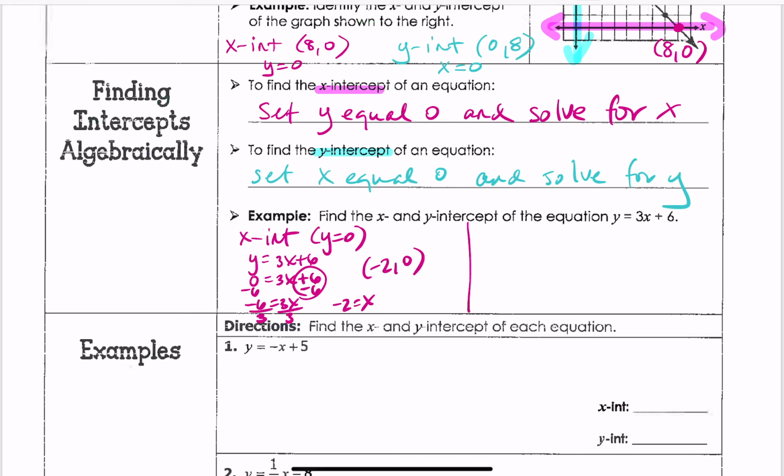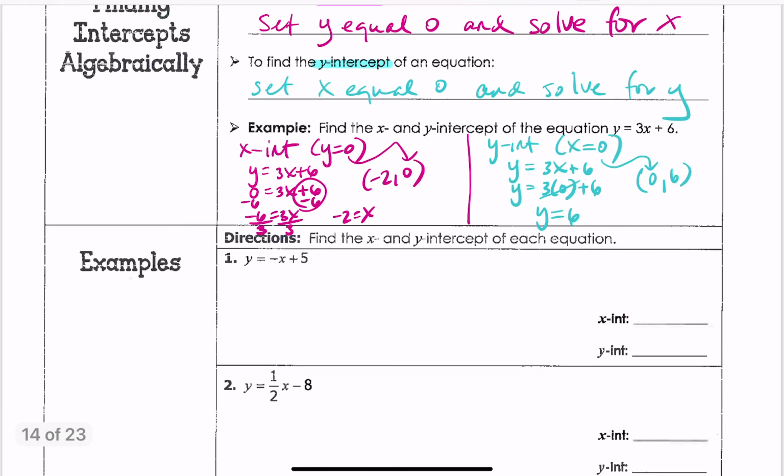Next, we're going to find our y-intercept. That means we set x equal to 0. Again, my equation is y equals 3x plus 6. I plug in 0 for x, so 3 times 0 plus 6. This becomes 0, and I get y is equal to 6. So my y-intercept is (0, 6). Notice the x is 0 for this one, and for the x-intercept, the y is 0.